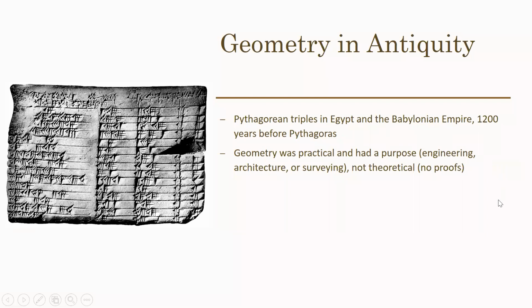In antiquity, people knew Pythagorean triples. And the Pythagorean theorem itself was known 1,200 years before Pythagoras. But you know, it's math. Everything has to be named after a dead white guy. Geometry was more practical than theoretical. It had to have a purpose. It had to be something you could use for engineering, architecture, or surveying. They're not doing 2-column proofs. This is actually not a 2-column proof here. This is a table of Pythagorean triples in cuneiform.